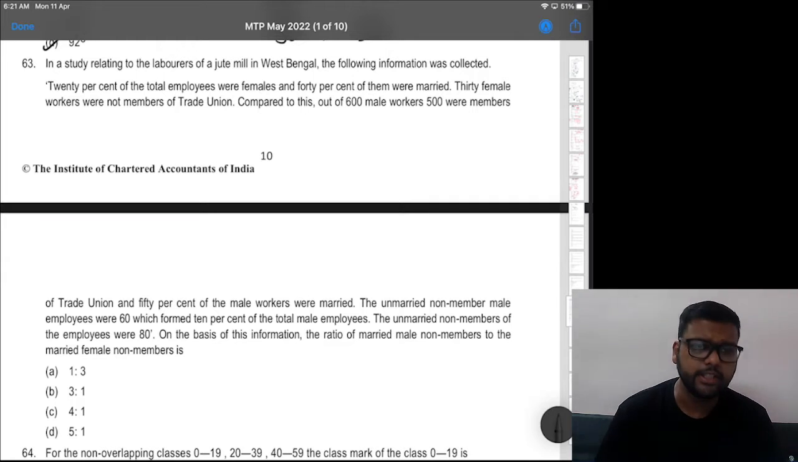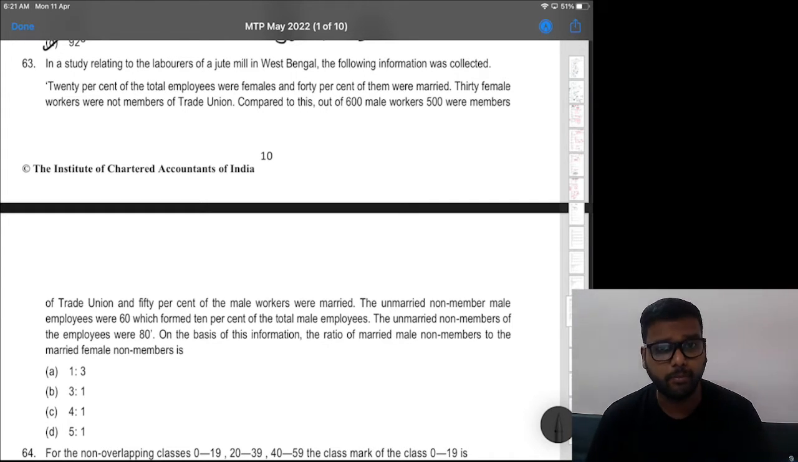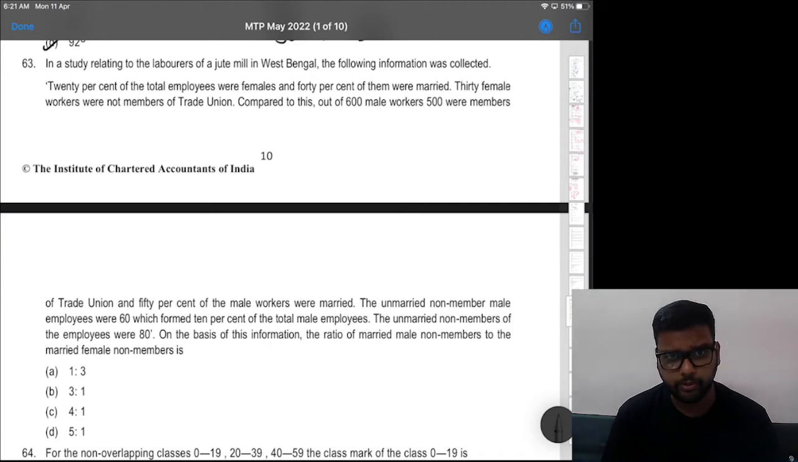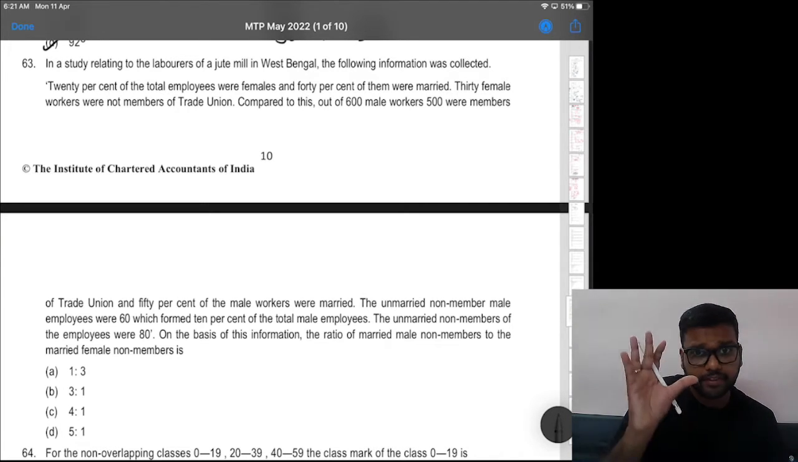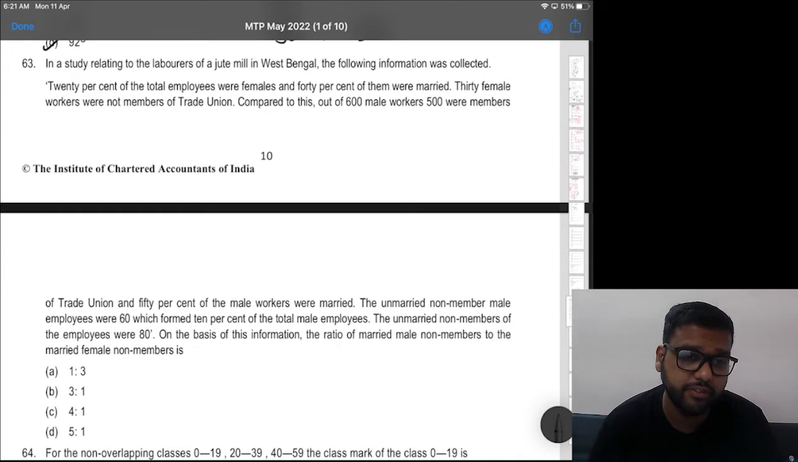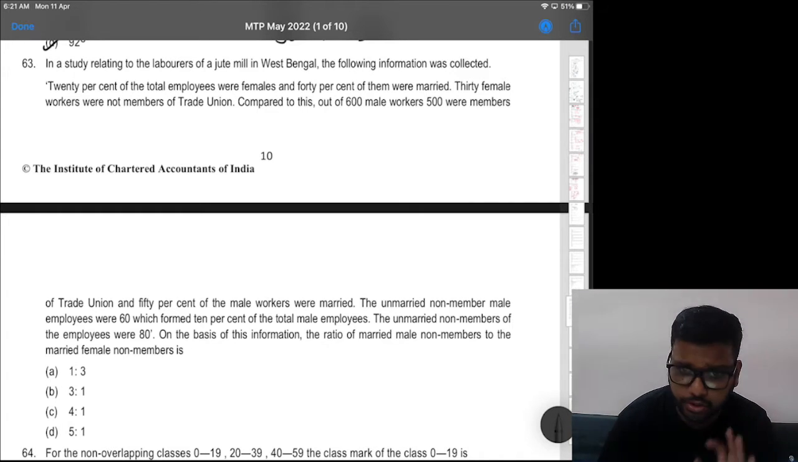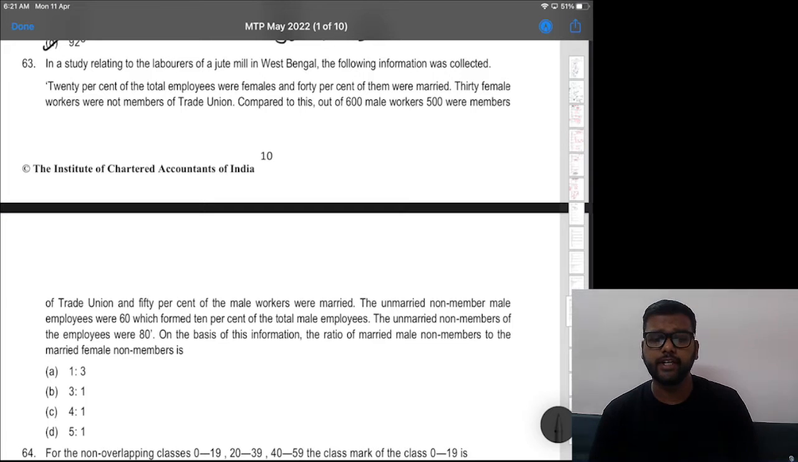Let's see. In a study relating to laborers of a jute mill in West Bengal, the following information was collected. 20% of total employees were females, 40% of them were married. 30 female workers were not members of trade union. Compared to this, out of 600 male workers, 500 were members of trade union and 50% were married, and so on. If you read the question entirely, understand what the parameters are and what we have to find.